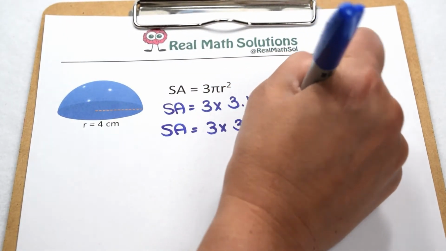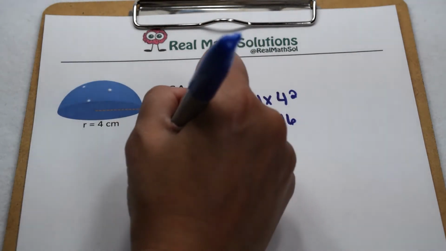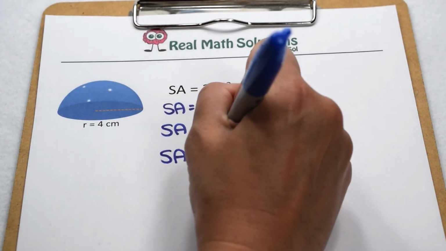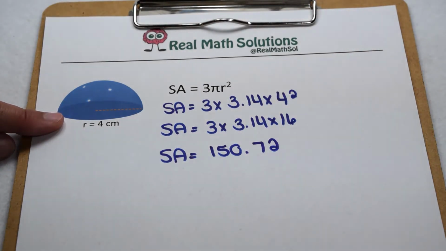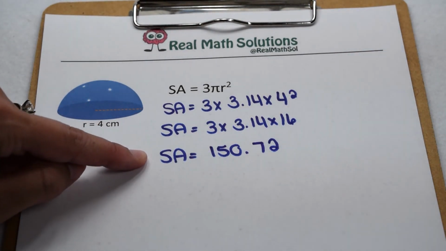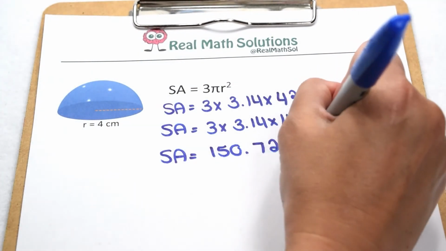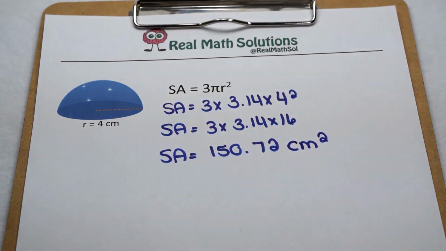To find the surface area we can multiply those values together, and when we do, that comes out to be 150 and 72 hundredths. Since our hemisphere is labeled in centimeters, and surface area is a two-dimensional measurement, we'll label that as 150 and 72 hundredths square centimeters for our total surface area.